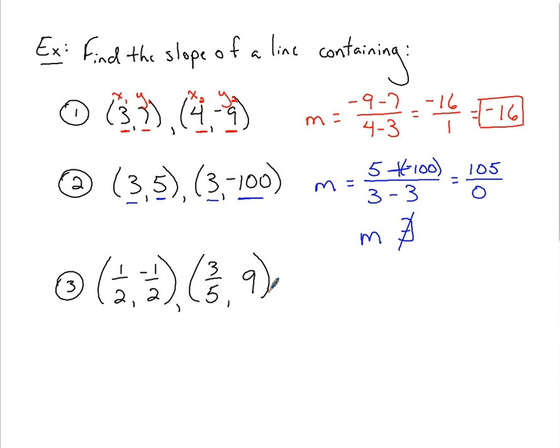So we know how the game's played. We know how to set this up. Difference in the y's over difference in the x's. So this time let me go back to doing second point to first. If I do second point to first, take 9, the y value in the second, subtract y value in the first, which is negative 1/2. Divide that by, working second point to first, x's, be 3/5 minus 1/2.